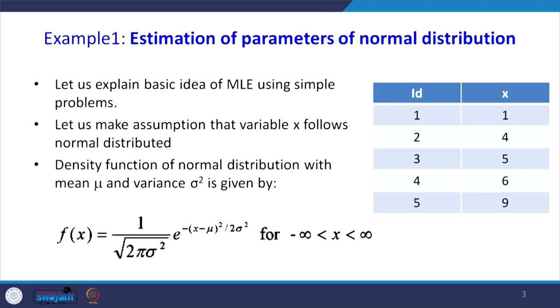The density function of normal distribution with the mean mu and variance sigma square is given by 1 divided by root of 2 pi sigma square, e to the power minus (x minus mu) whole square divided by 2 sigma square, where the range of x is between minus infinity and plus infinity. So, in this equation we are going to substitute these x values, then multiply them, then take the log of that, then partially differentiate with respect to mu and sigma and equate it to 0, then we will get the population parameter.